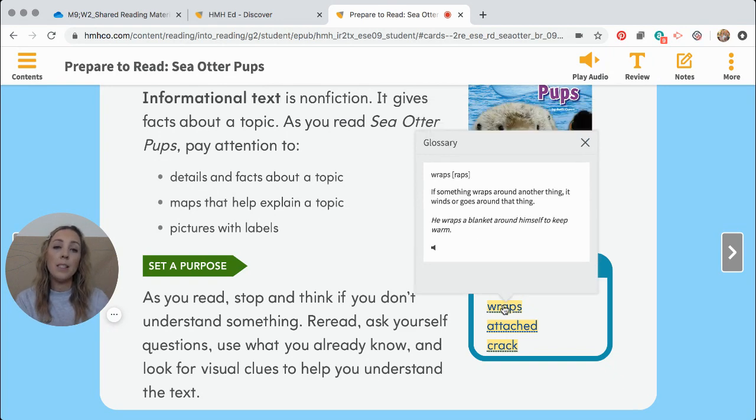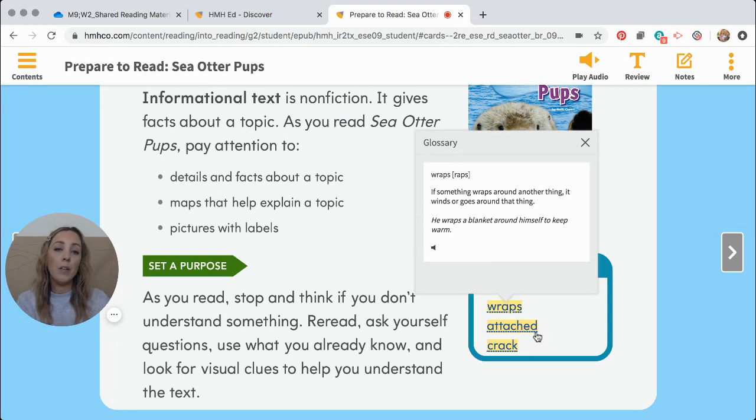Another word that we're going to see in our text is the word wraps. If something wraps around another thing, it winds or goes around that thing, like he wraps a blanket around himself to keep warm, right? I bet you this weekend it was a little bit chilly, a little bit rainy. You may have wrapped yourself with a blanket to keep yourself warm.